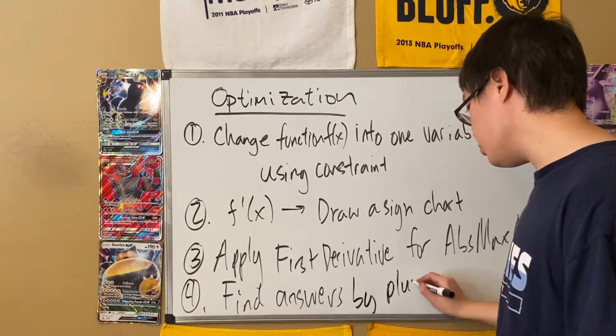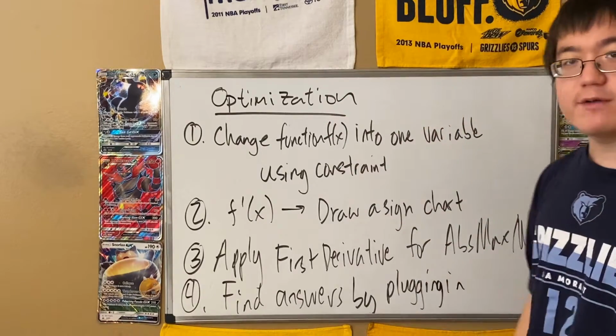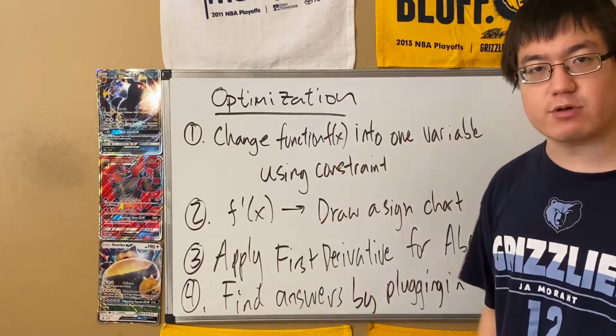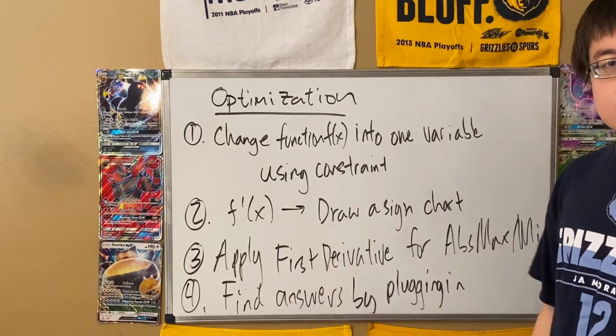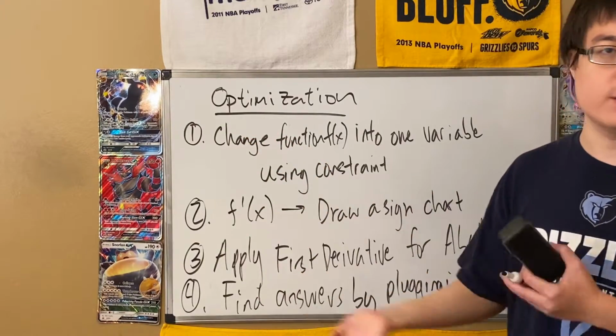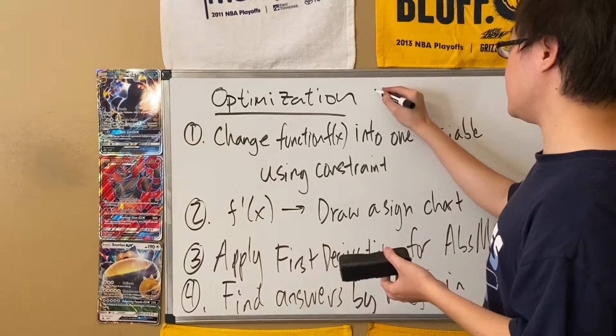So it's not going to be too hard of a process. Again, all we're going to do is change one function to be in terms of one variable using another function. Then we're going to take a nice derivative, draw a sign chart, and then write a sentence using the first derivative test for absolute extrema. And then we're going to finish it off by plugging in stuff. So these are the optimization steps. Write these down if you want.